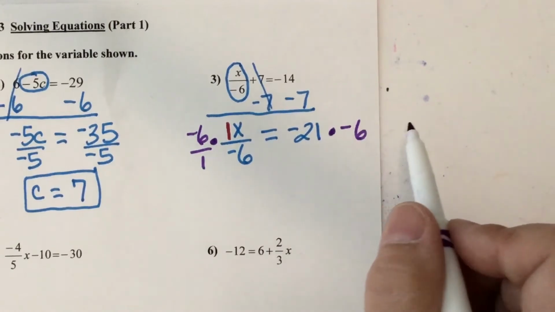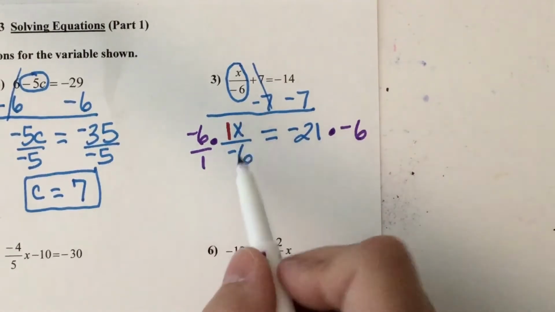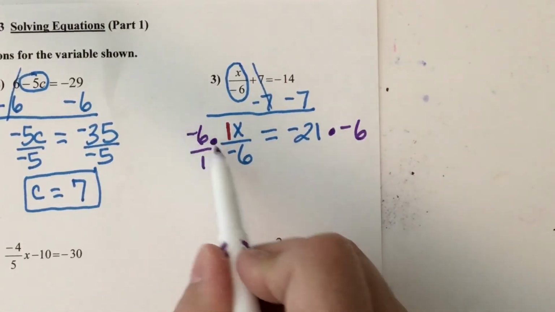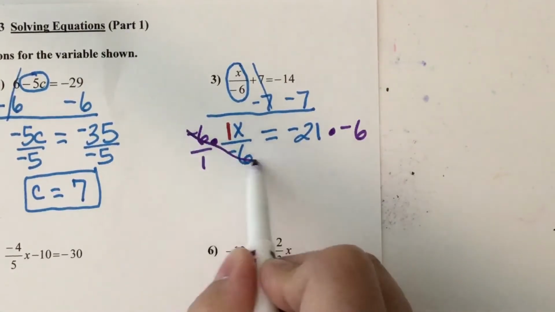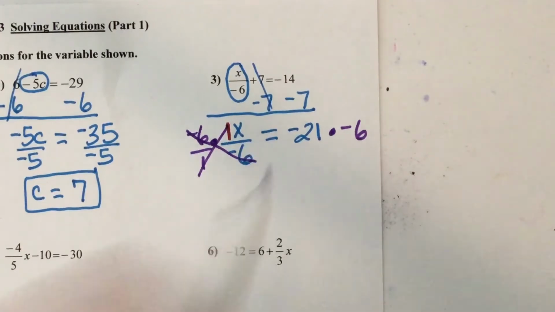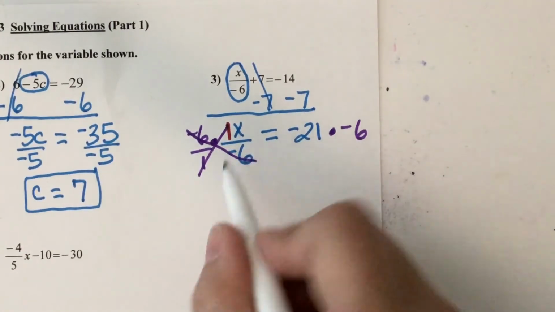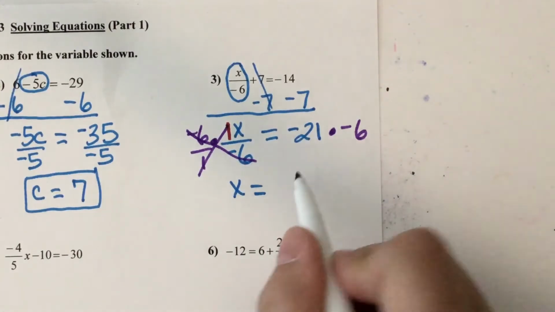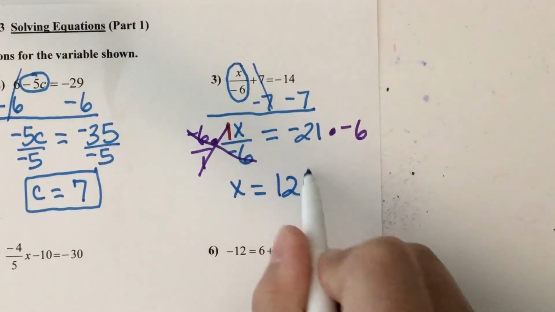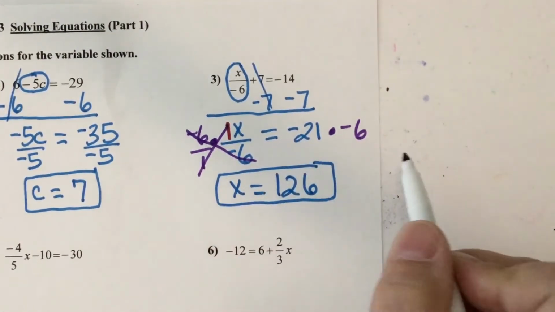So I could put over 1 if I want, but negative 6 over 1 is just the same thing as negative 6. Okay, if you don't remember, when you're multiplying fractions, if the numbers are the same on the diagonal, they get to cancel out. So shoop, shoop, all you're left with is the x on the left. Bring down that equals, and then we need to take negative 21 times a negative 6, and that makes 126. And that's our answer.